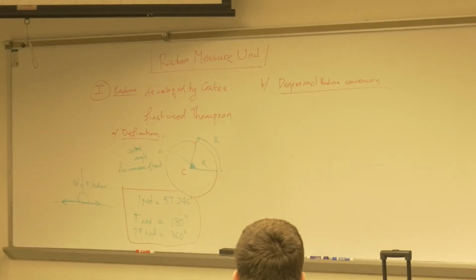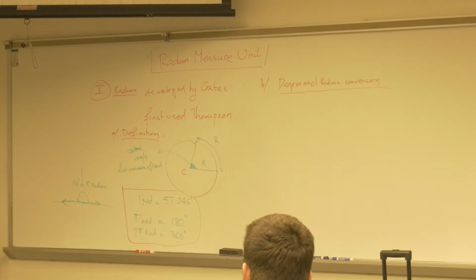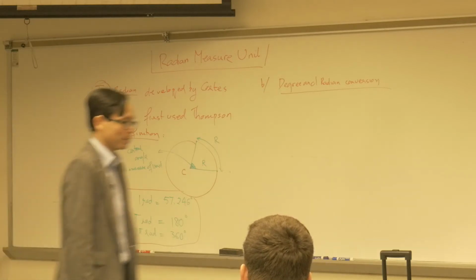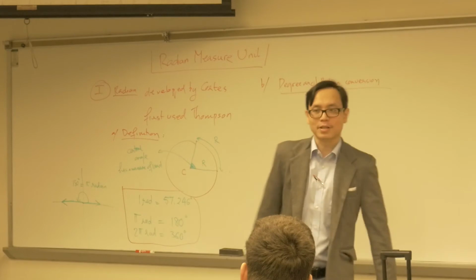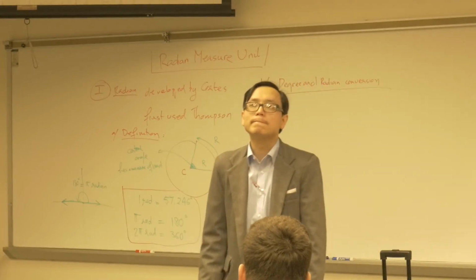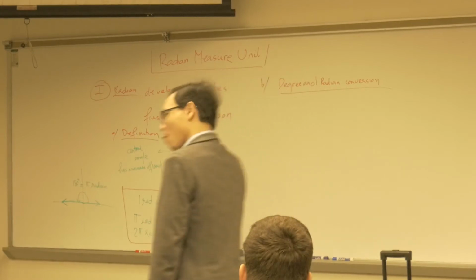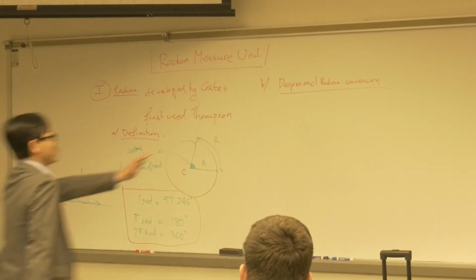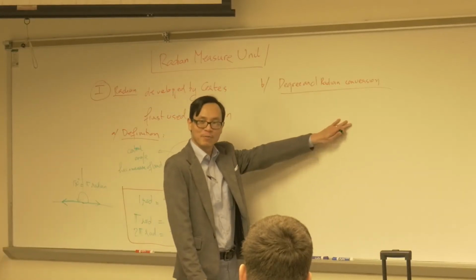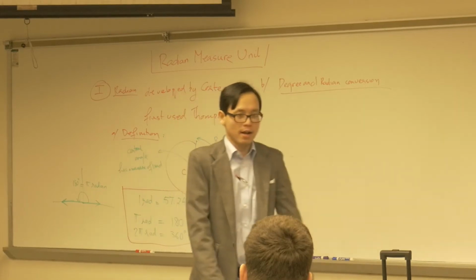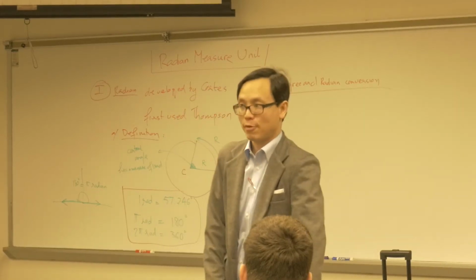In assignment number 2 right here, on the first problem, most of the units I use over there are radian. So assignment number 2 is about radian. Yes? What if it's not as pretty as that? Like, what if it's 76 degrees? Oh, if it's 76, that is what I'm going to talk about right here. So we're going to convert any degree unit to radian unit.